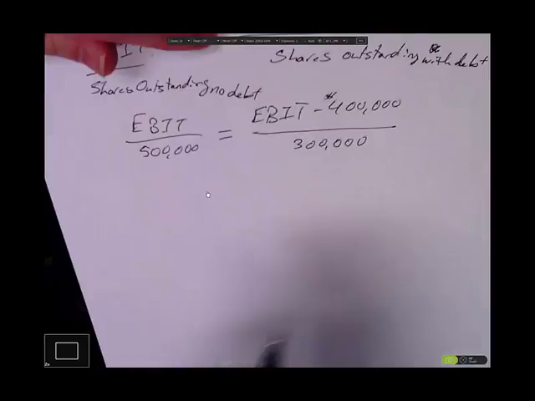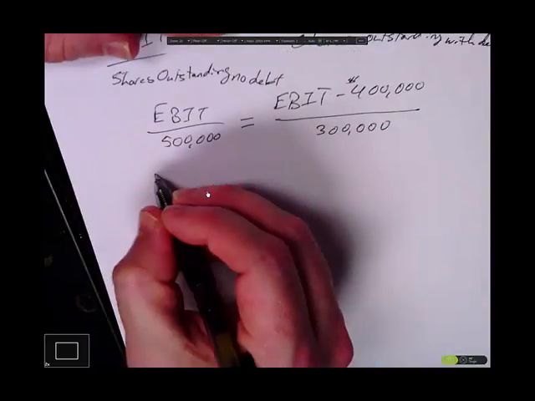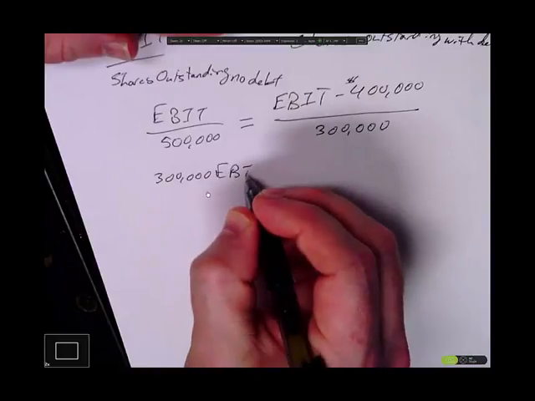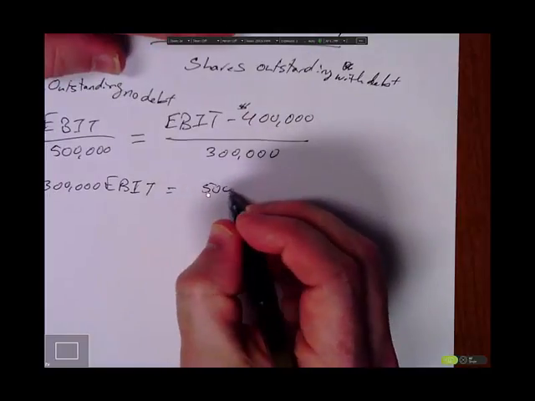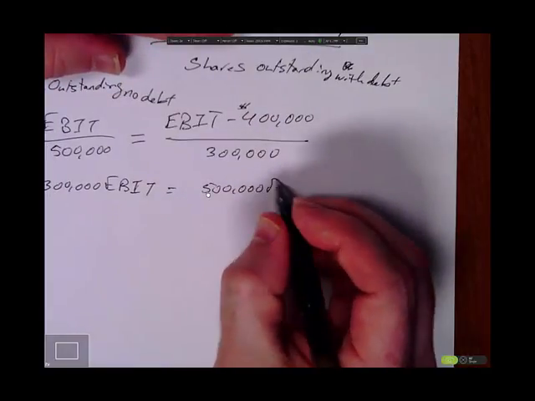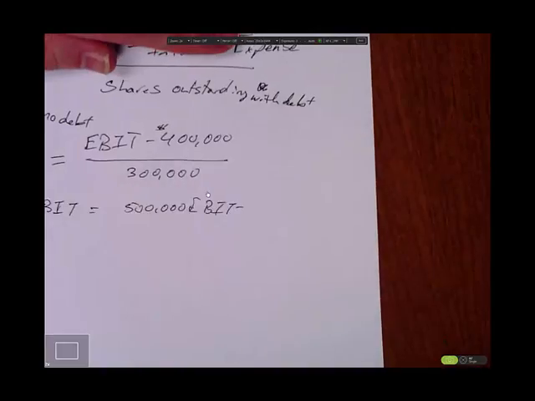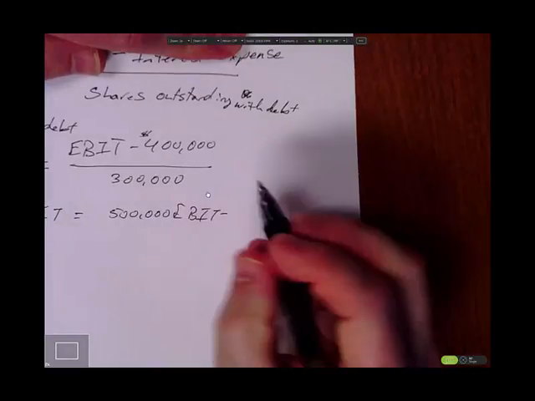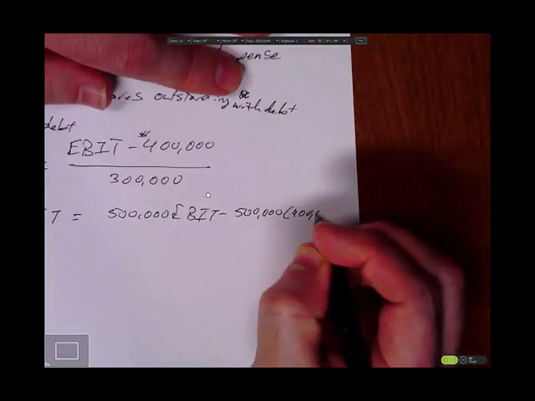So in order to do that, I'm going to cross multiply each side here. So I'm going to have 300,000 EBIT is equal to 500,000 EBIT minus, and if I multiply 500,000 by 400,000, I get a 2 with 11 zeros after that. So I'm not going to do that. I'm just going to put 500,000 multiplied by 400,000.